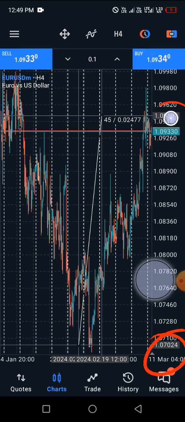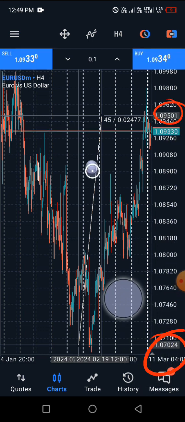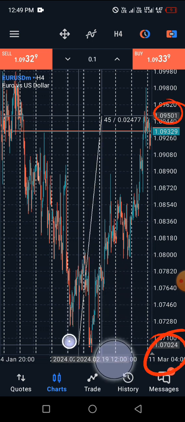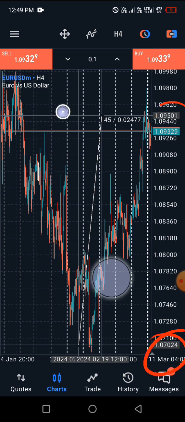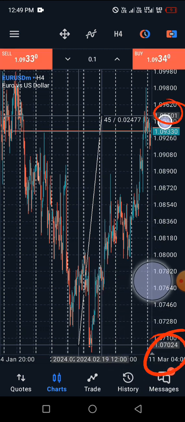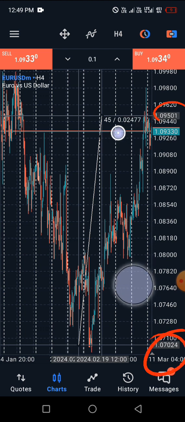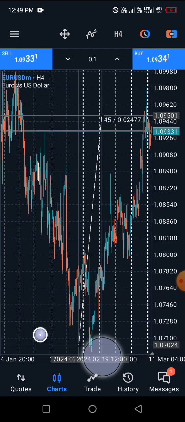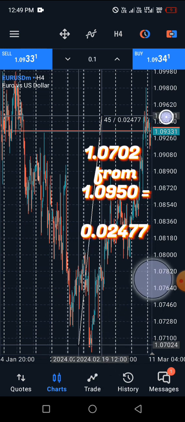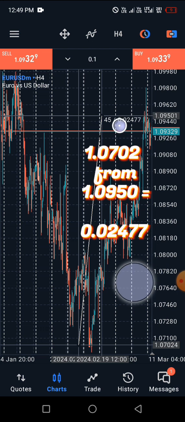So if for instance price has moved from here to here, now let's see how many pips it has calculated. Now remember that the crosshair will always give us an automatic calculation. If you are using the MT5 platform, it will always calculate how many pips price has moved. So from here up onto this level, it has given us the difference. If we subtract 1.0702 from 1.0950, we are going to be having 0.0247. All right, this is what we're going to be having.